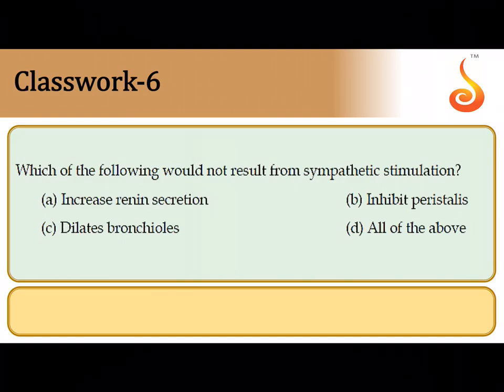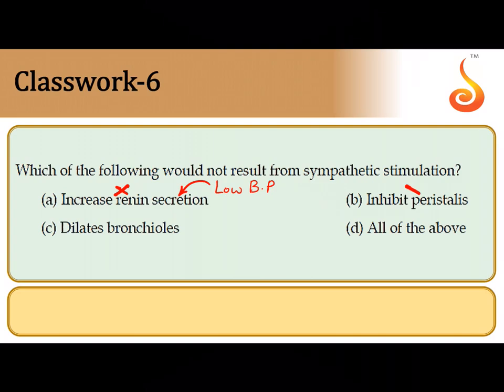Which of the following would not result from sympathetic stimulation? Now, if you stimulate the sympathetic nervous system of a person, will renin not be secreted, will his peristalsis not be inhibited? Increase in renin secretion happens only due to parasympathetic, they would say. All of you remember one thing: whenever your blood pressure falls, only then your renin will be increased, and the blood pressure fall is because of parasympathetic, not sympathetic.